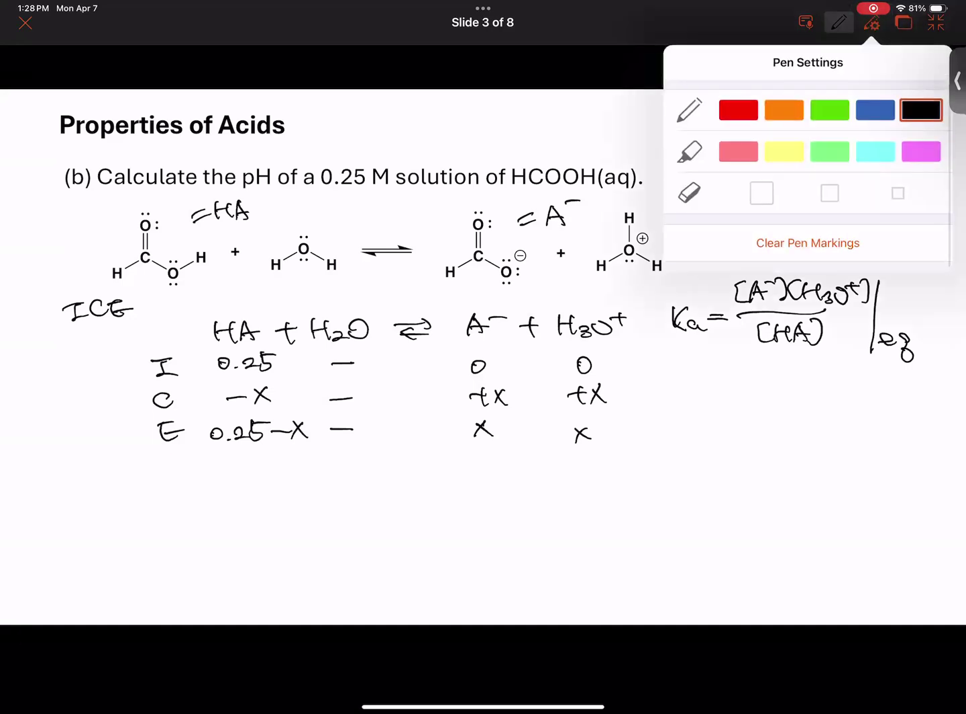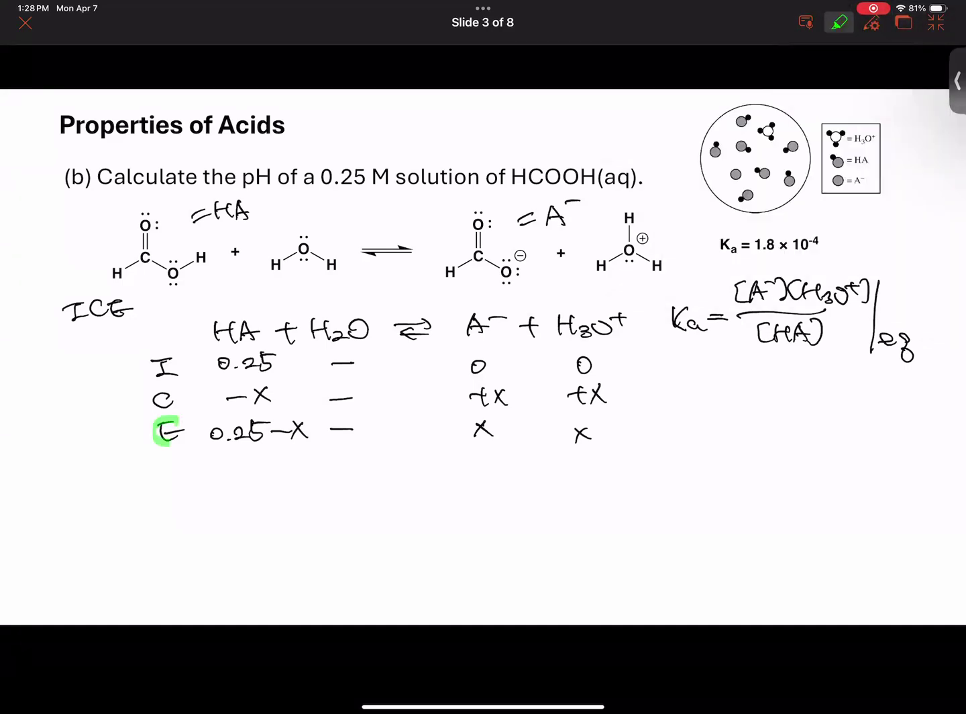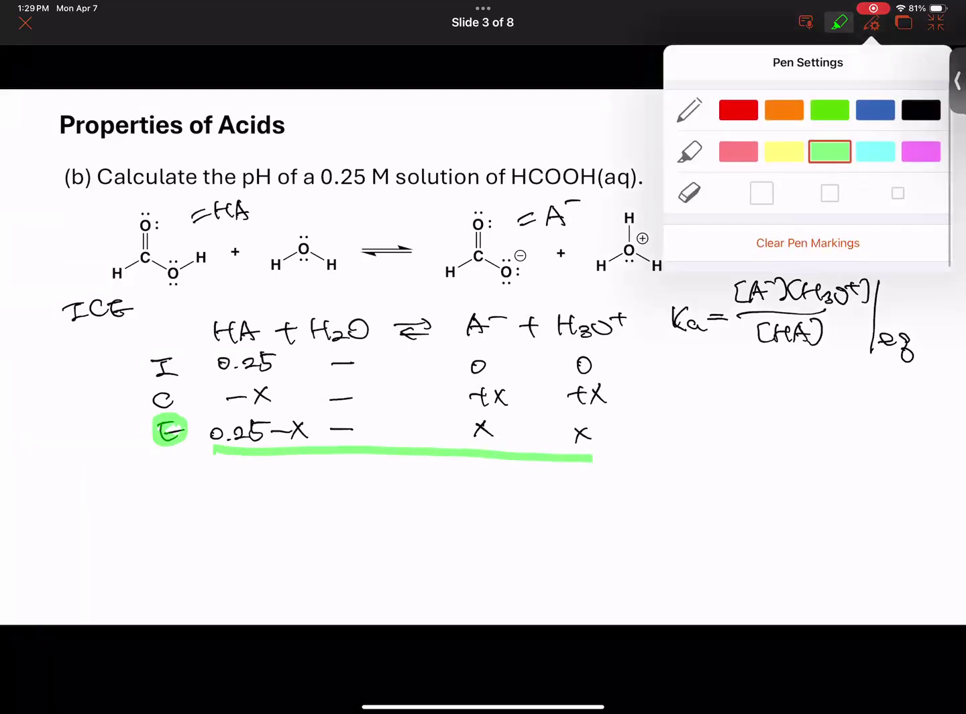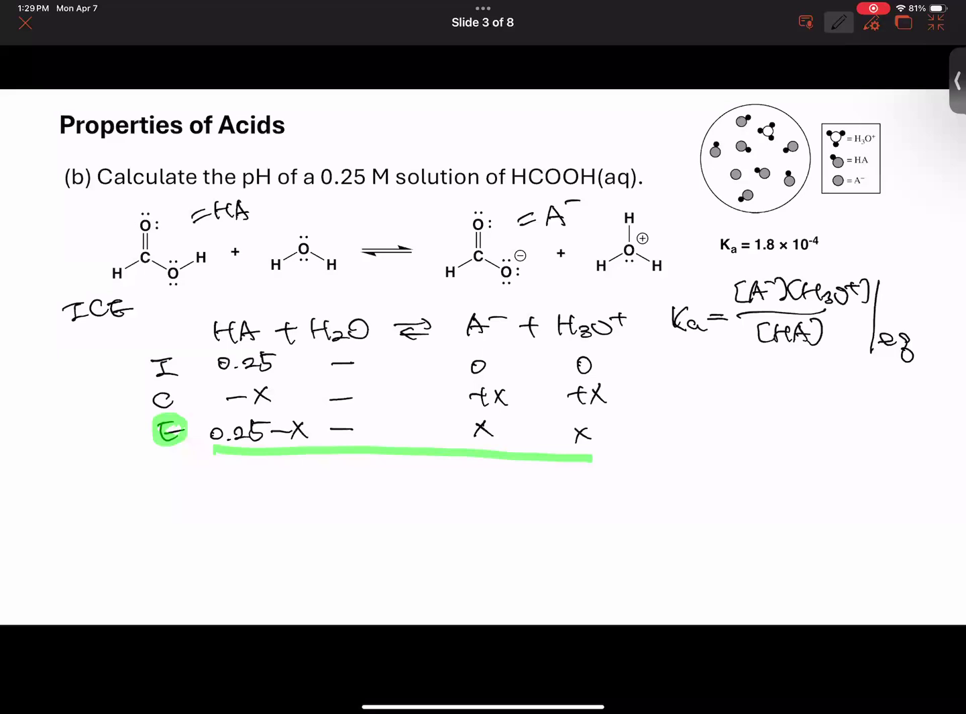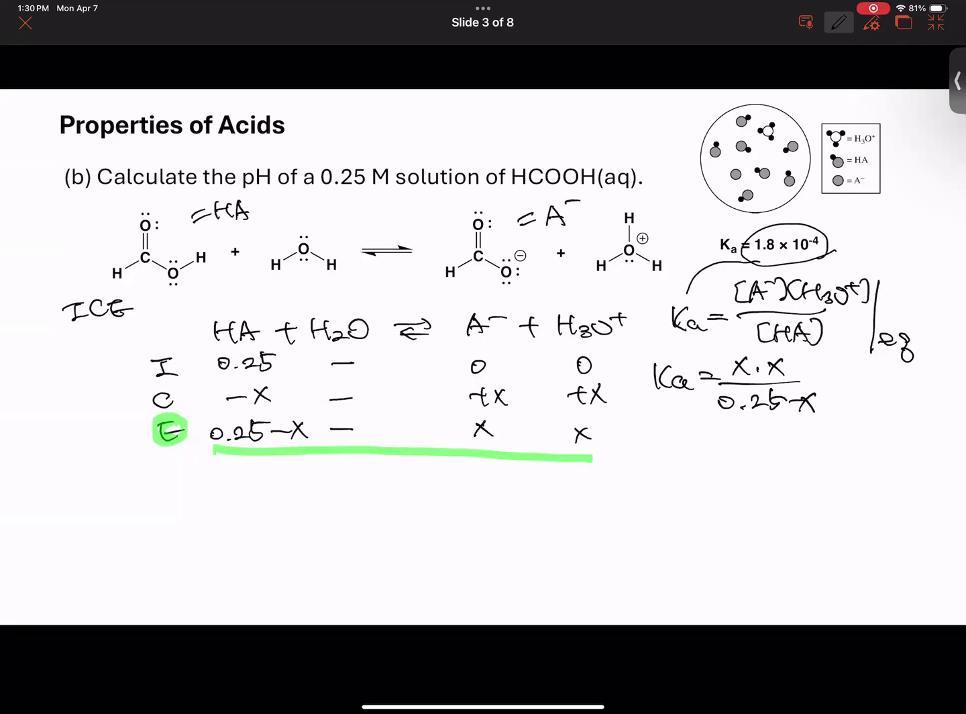So we are looking at the equilibrium values. Let's plug those values into this expression. So the Ka value is equal to X times X divided by 0.25 minus X. Okay, in this case, we need to solve this equation. The Ka value is 1.8 times 10 to the negative 4. Plug this value into Ka. We need to solve it.